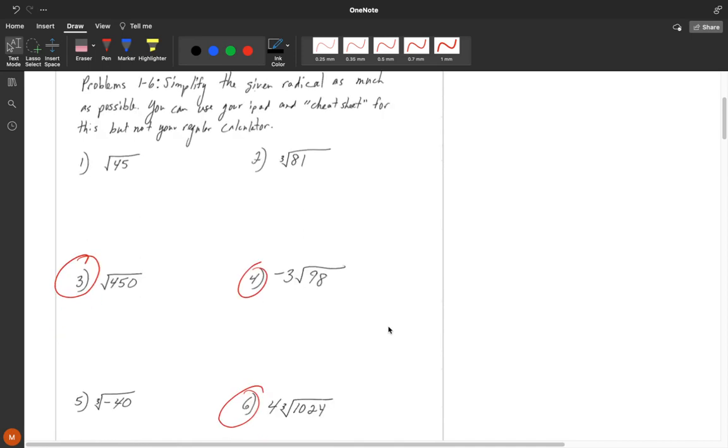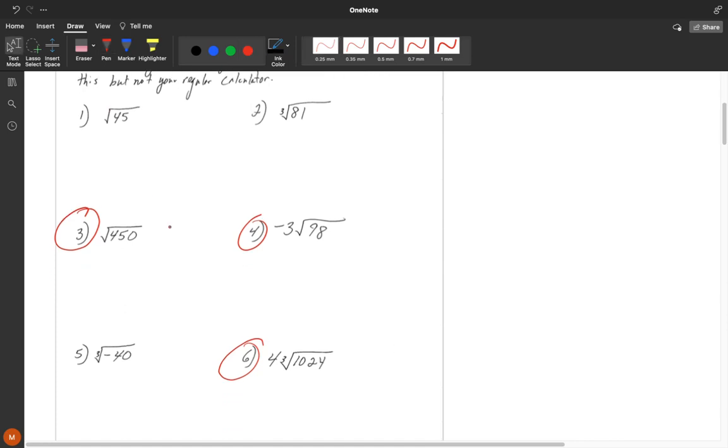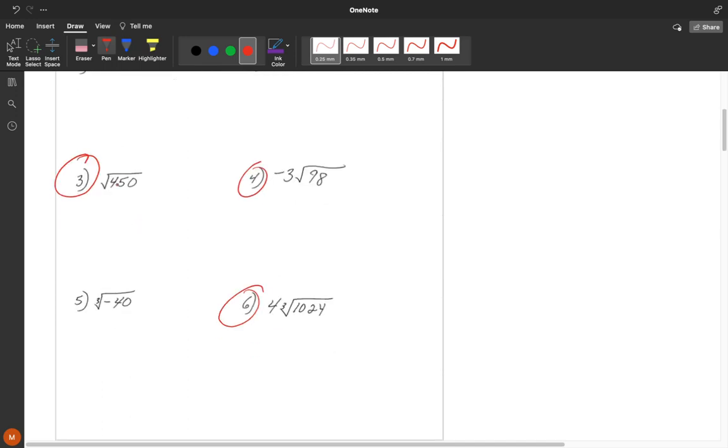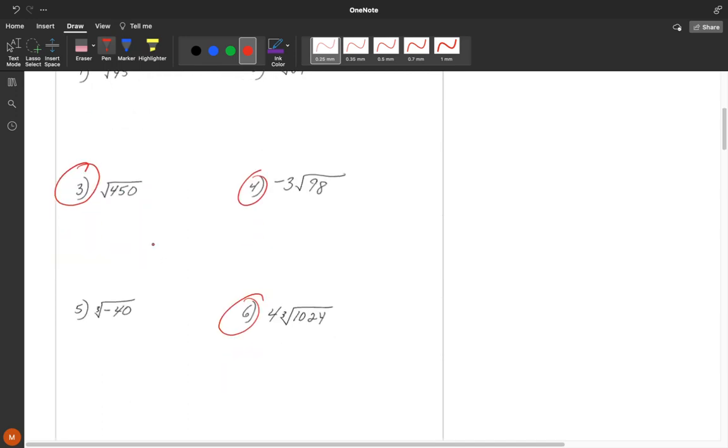So then from here, what we're looking to do is for questions, I just went through the ones that you guys asked for help with. Now, for questions 1 through 6, you'll be able to use a calculator on your iPad and the cheat sheet, but you will not be able to use the other calculator for this because it will do it for you.